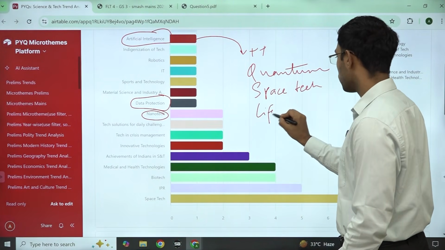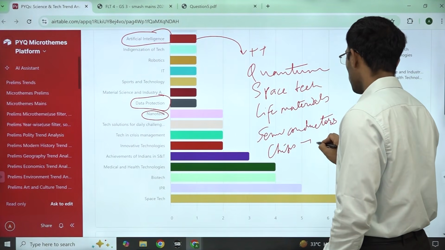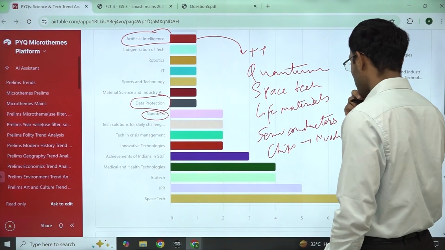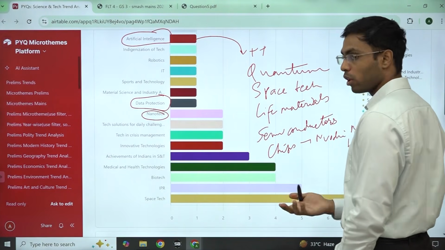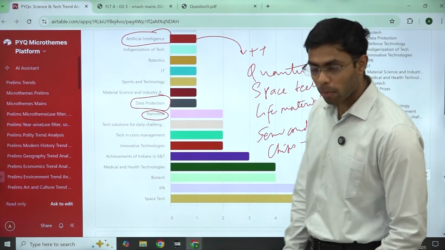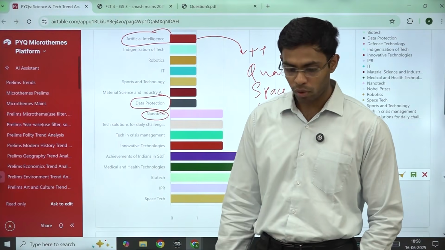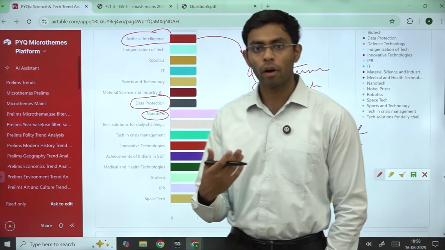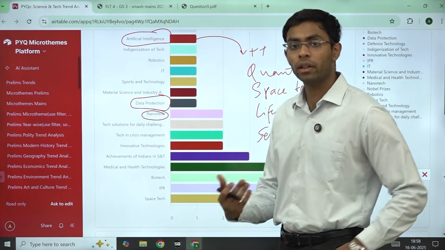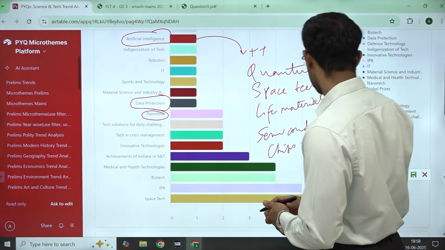Life materials, semiconductors, chips. For example, Nvidia came out with this B2 chip, H2 chip, whatever, the Blackwell chip, that we have made. So that was in the news. In fact, Microsoft has recently come out with that new method of quantum technology, right, which had come in the prelims paper. So might as well go and read a little more about it. It could be asked as a mains question as well, to explain the process, how they did that in that manner. So that can be a possible question.